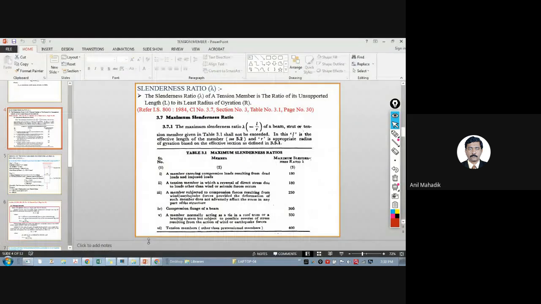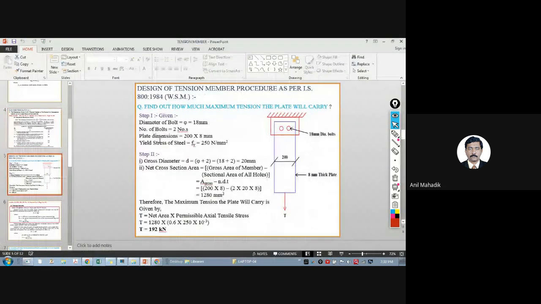But if you have a problem like this, of the same kind, you will see that there are bolts here, 2 bolts of 18 mm diameter. Now we will solve this problem. There is a plate of dimensions 200 by 8 mm, so the cross-section is 200 width and 8 mm thickness, and there is a force. The problem is to find out how much maximum tension the plate can carry.